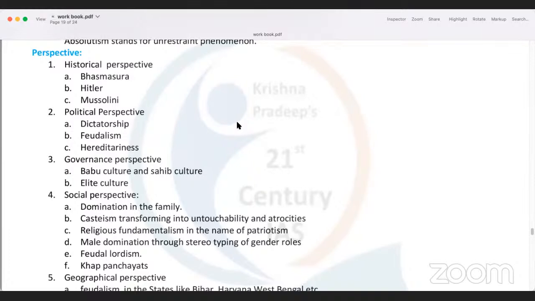The geographical perspective: feudalism in states like Bihar, Haryana, West Bengal. Geographically, you can identify several parts of the country where you can clearly visualize these dimensions of domination and corrupt practices because of powerful landlordism in states like Bihar, Haryana, and West Bengal. Tendencies of brutal power display in countries like Pakistan, the Middle East, North Africa, and Sub-Saharan Africa. This is a geographical perspective.